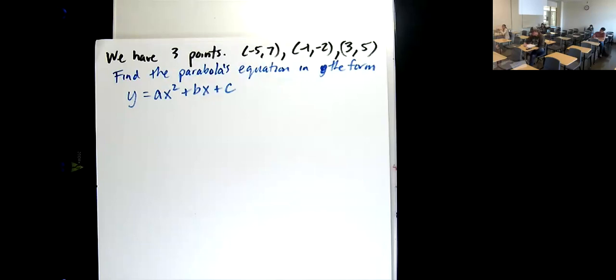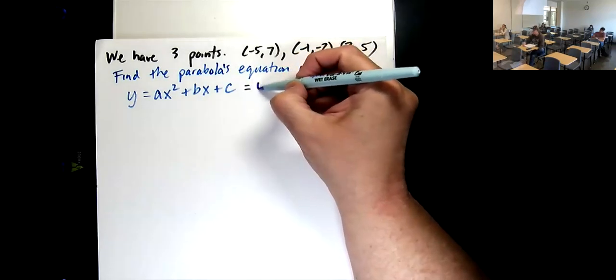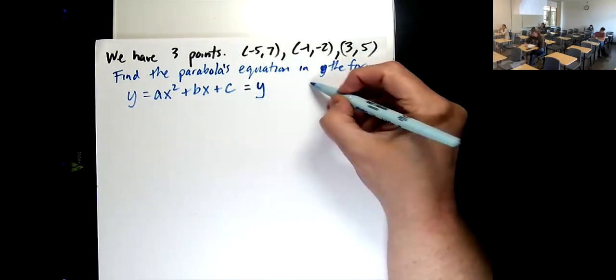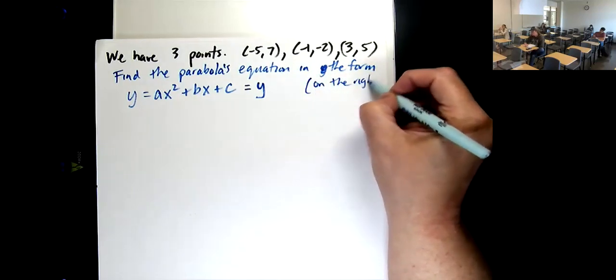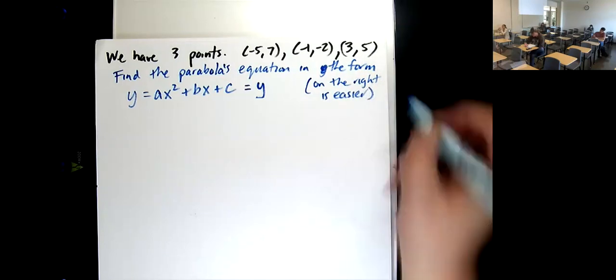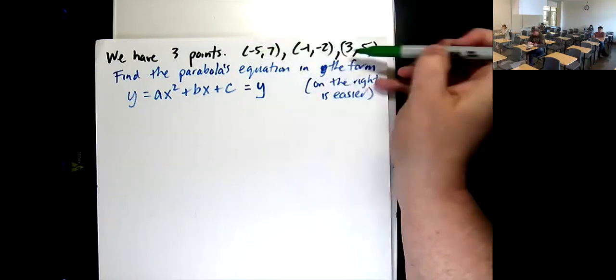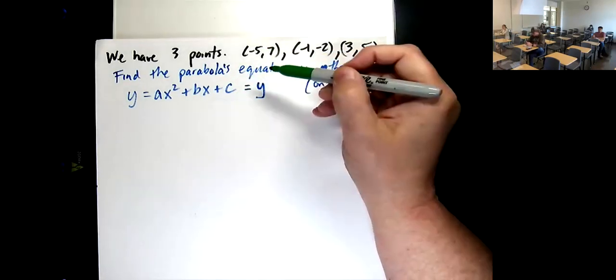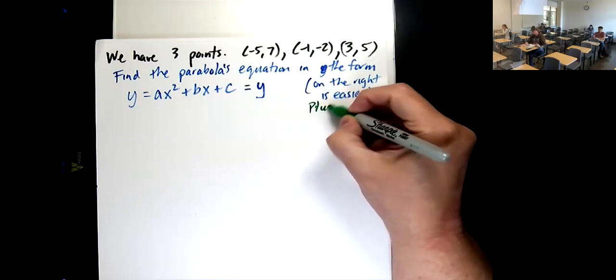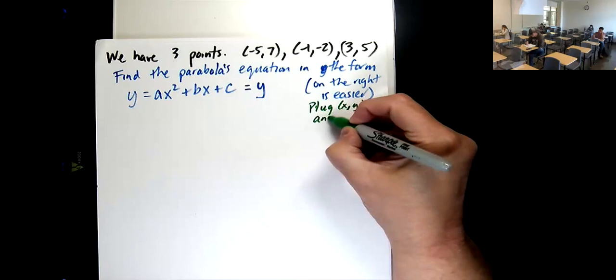I think this is actually a little bit easier to look at and work with if we put the y on the right, for what we're about to do. Everyone with me so far? All right, what we're going to do is take each of the points, plug them in, plug in x and y, and get an equation for a, b, and c.